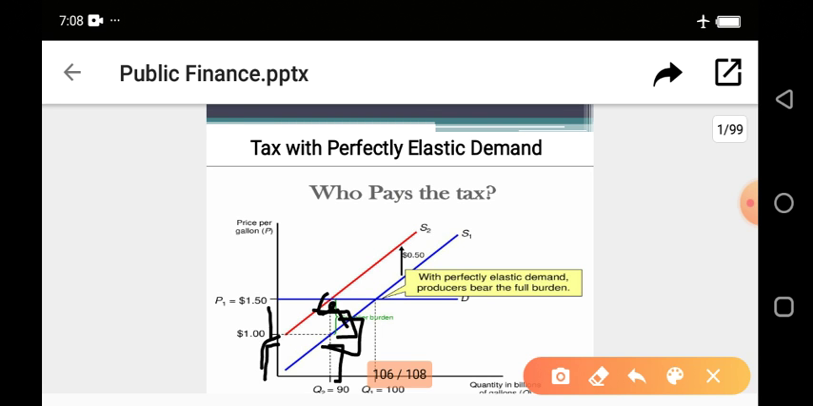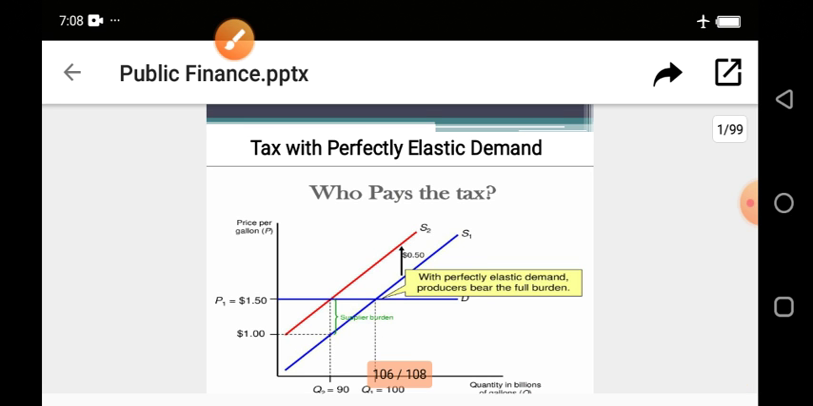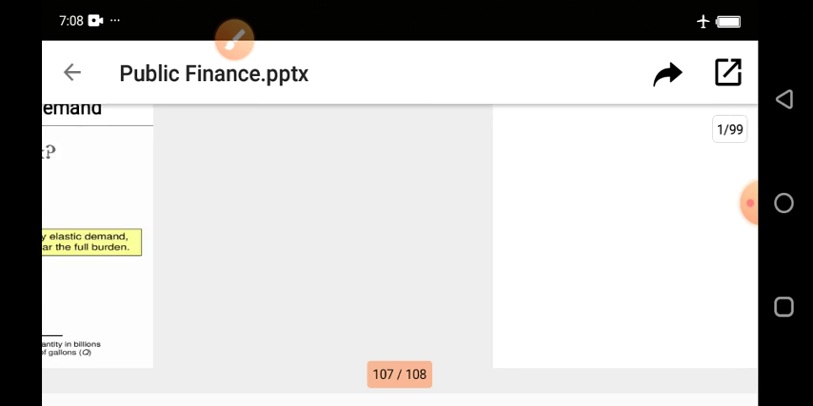So he can't transfer the burden to the consumer. Why? Because the commodity in question is perfectly elastic. So the consumer can get a substitute, a perfect substitute for that commodity. So the producer cannot take that risk of transferring part of the burden to the consumer. He will be at the losing end. And that is why, in this diagram, the producer is the one carrying all the burden of such tax.